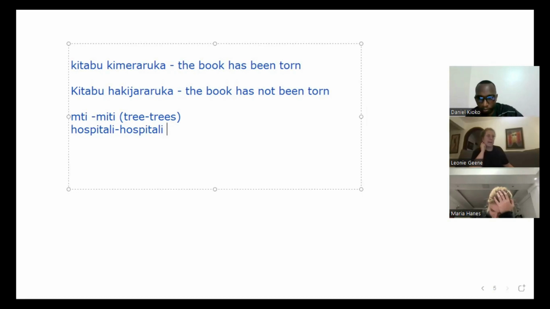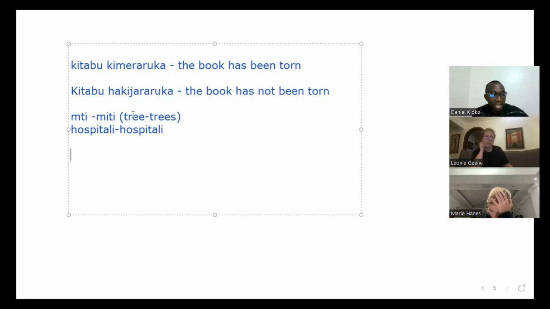But then hospitali, what noun class does that belong to? N class. There's a class called N. If you look at the morphological column after ki-vi, there's N, like nyumba.